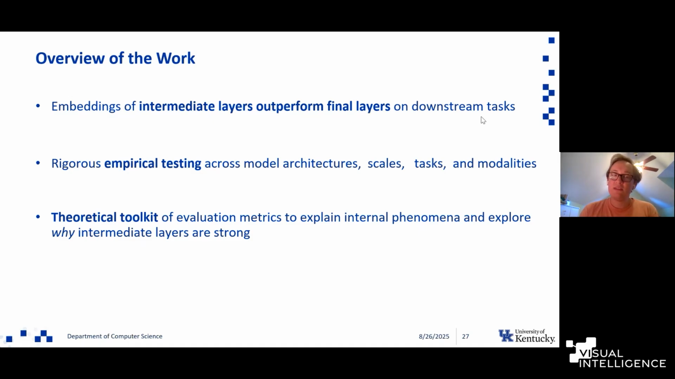We also do rigorous empirical testing across model architectures, scales, and different tasks and modalities. And we also introduce a theoretical toolkit of evaluation metrics to help understand why intermediate layers are strong, and why these internal phenomena might be occurring.